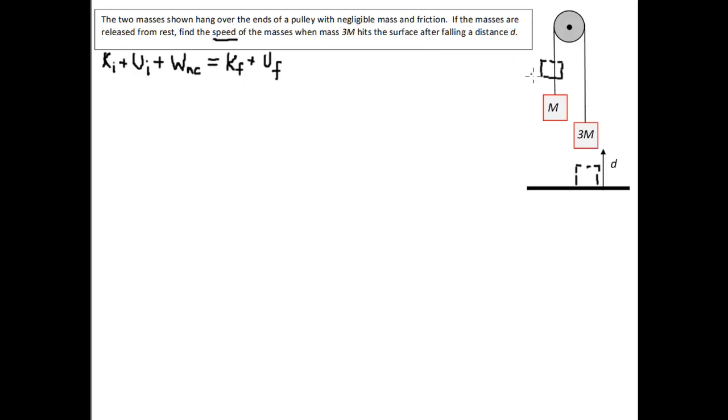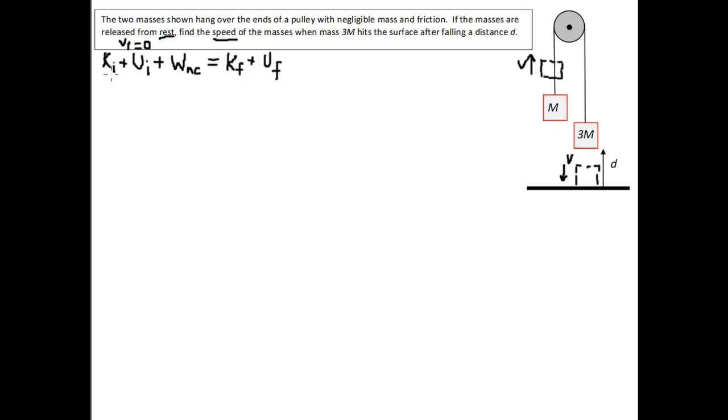Just by thinking about this problem, we're trying to find the speed of the masses, and as long as that string doesn't stretch, that speed is going to be the same for both. In other words, if mass 3m falls a distance d, it does so in the same time that the other mass m goes up a distance d. So their speeds have to be the same, although the directions, of course, are different. But the kinetic energy equation only involves speed, so we can use the same v for each mass. And we know that v initial is equal to 0 because the problem tells us the masses are released from rest. We'll plug that in in just a second.